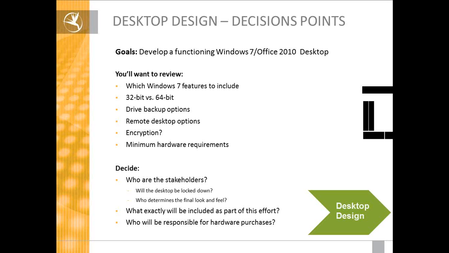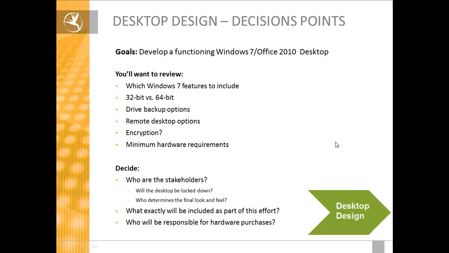Sure. There's a lot of things to take a look at on the desktop design from a technical perspective, but we're putting together a slide kind of talking about the budget, just some of the things that people want to consider. First is, which Windows 7 features do you want to include? And that becomes important as you're looking at things like hardware requirements. Do you want the multimedia experience? What else is going to be in there?